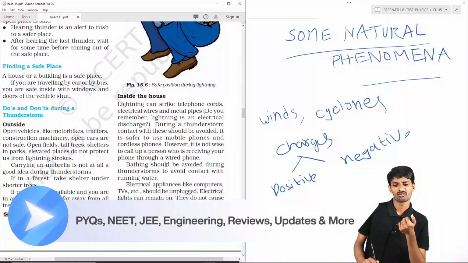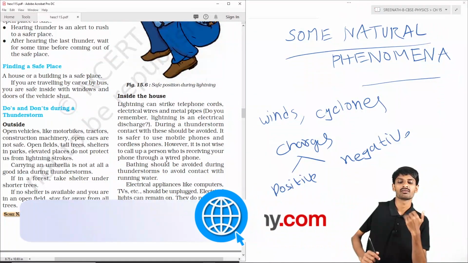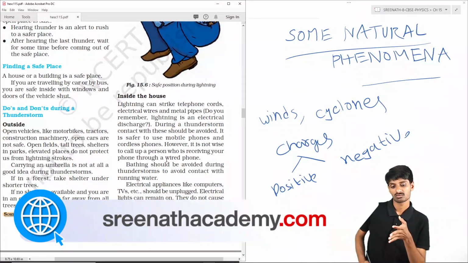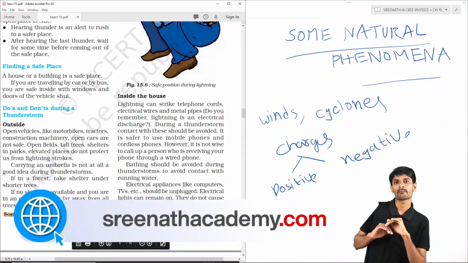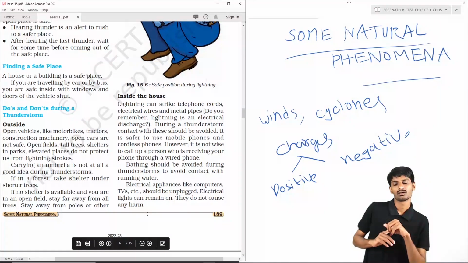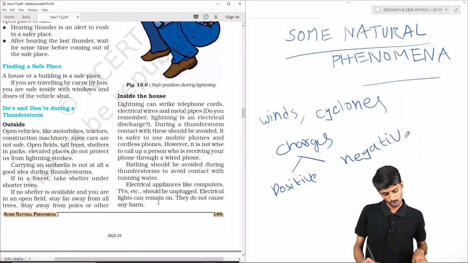Bathing should be avoided during thunderstorms, so that you stay away from running water. Otherwise, water is a good conductor, current will pass through you, and it will harm you. Electrical appliances like computers and TVs should all be unplugged. Electrical lights can remain on, there will be no problem for them.